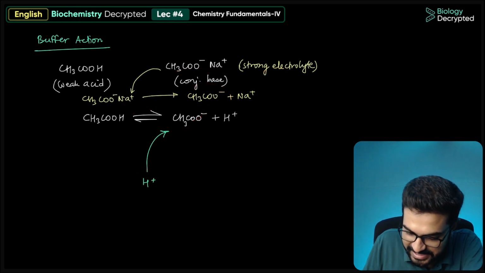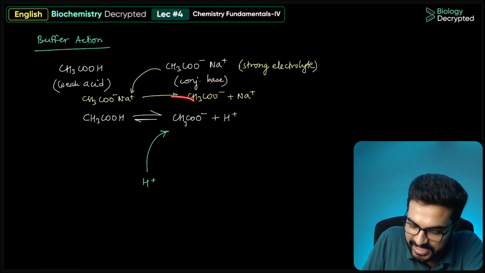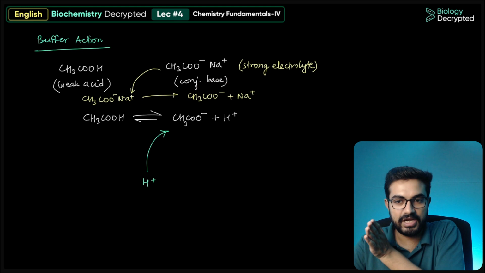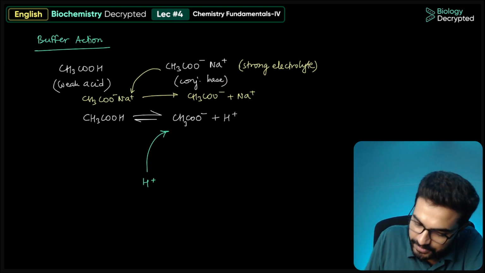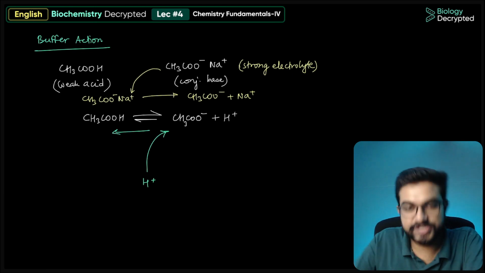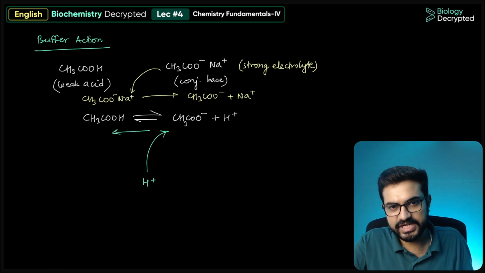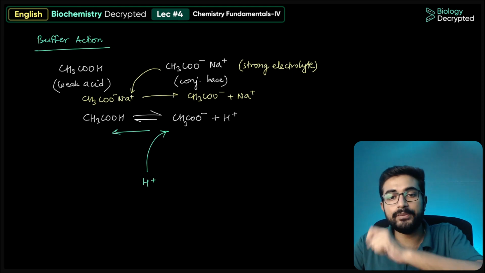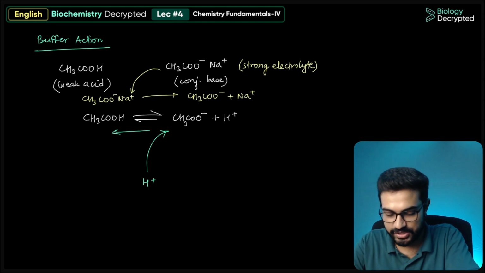So whenever you are adding an acid, the equilibrium is moving backwards. Since H plus ion concentration is increasing, it will combine with CH3COO minus and form more of CH3COOH. So the reaction direction will shift backwards. This is the basic concept of Le Chatelier's principle, which says that whenever there is a change that disturbs the equilibrium, it will try to nullify the change. It will shift in a direction that nullifies the change. So this is what happened due to this common ion effect.